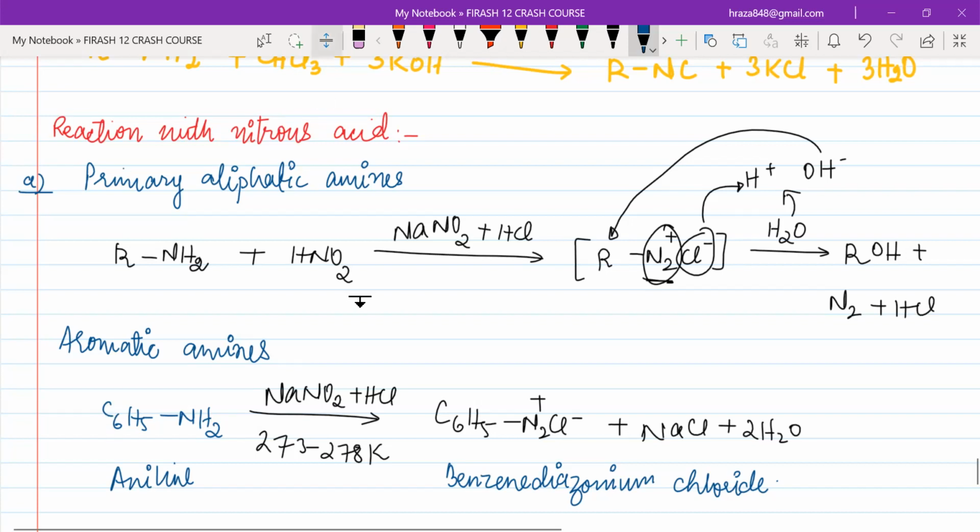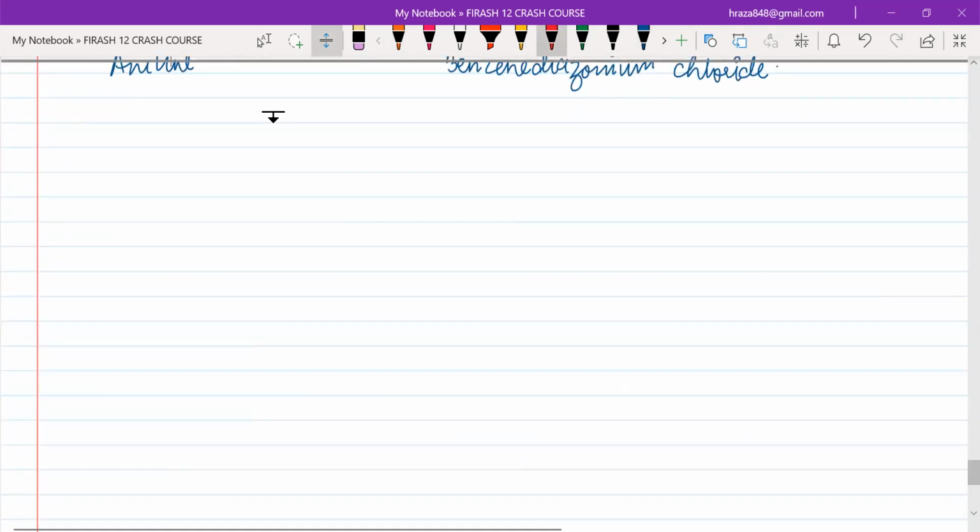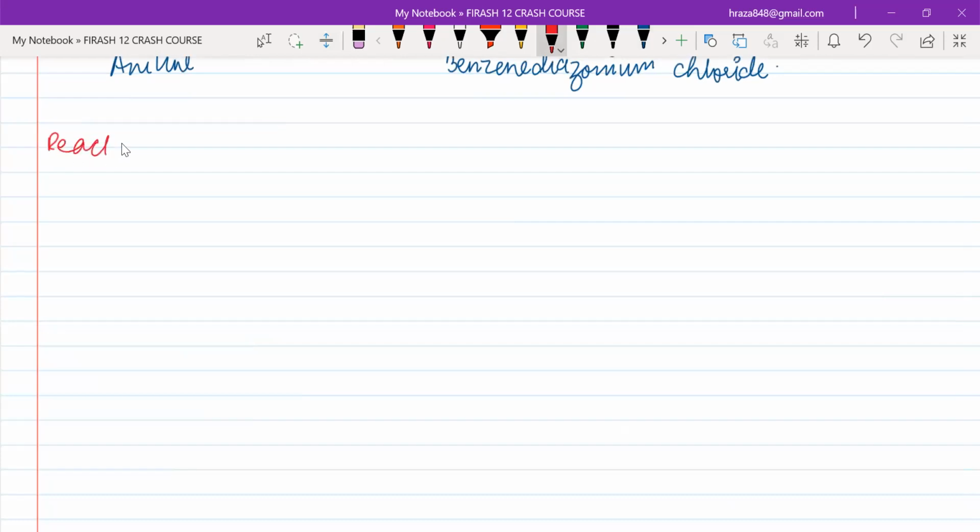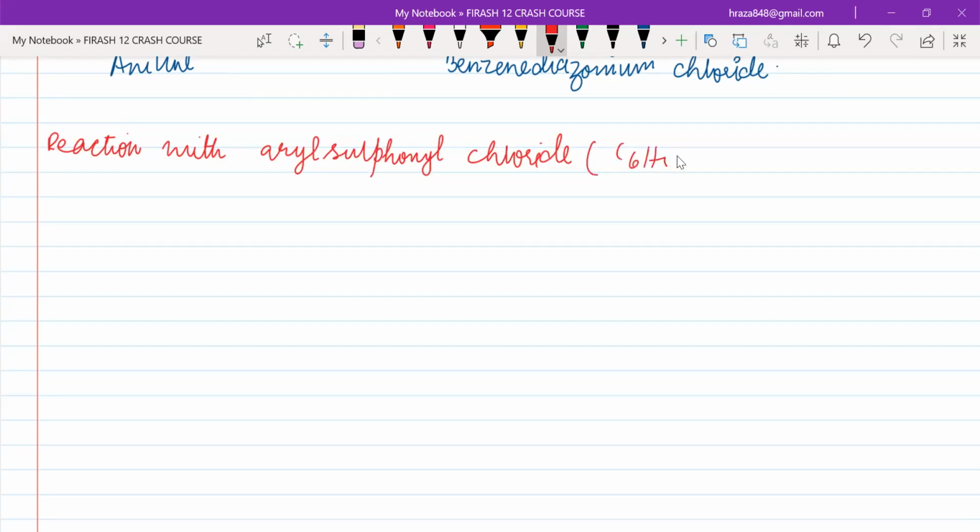Now see, the next is reaction with aryl sulfonyl chloride. That is basically C6H5, aryl, SO2Cl. This is the formula for aryl sulfonyl chloride. Let me write it here: Ar stands for aryl.